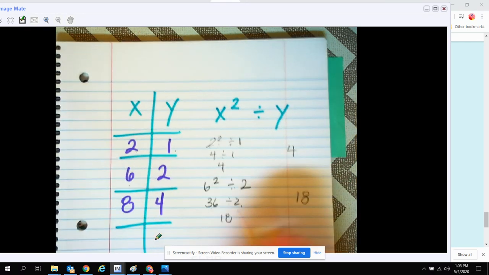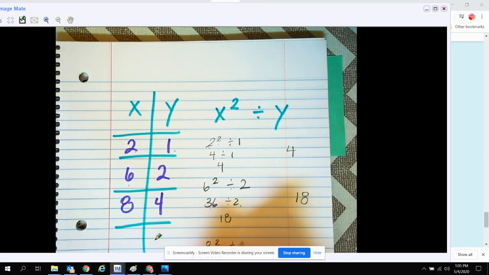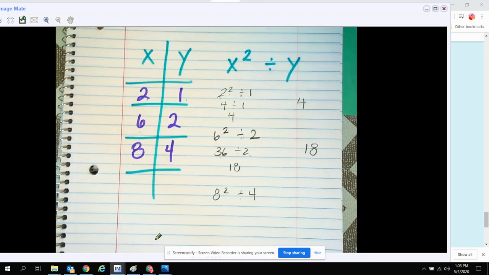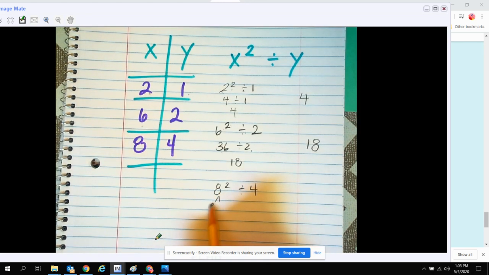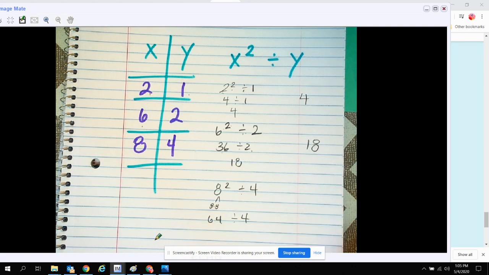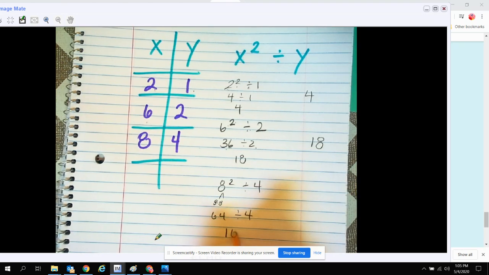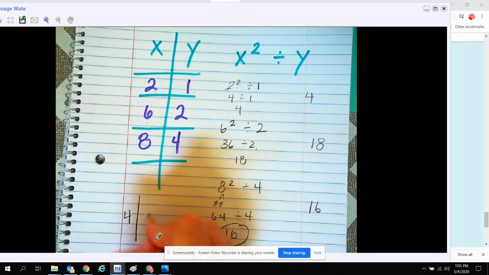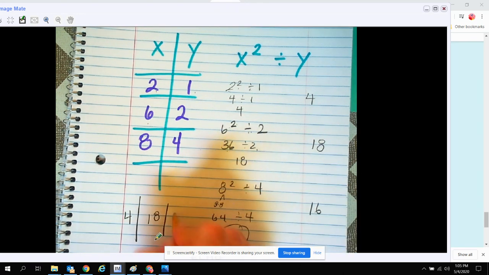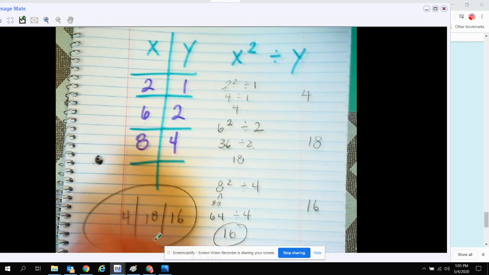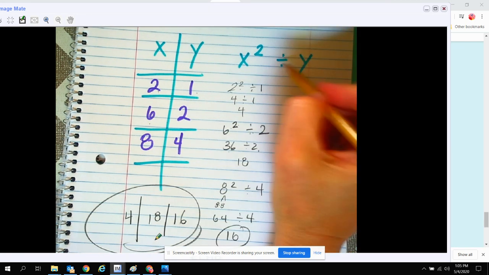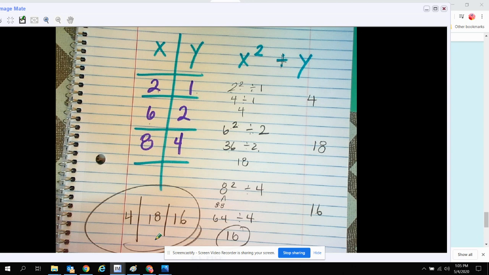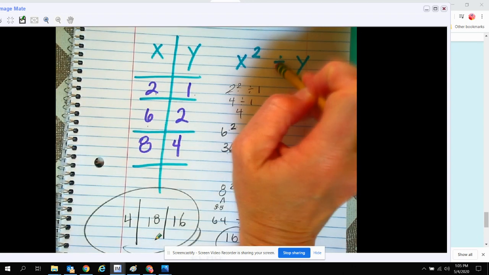And the last one is 8 and 4. So I have 8 squared divided by 4. 8 times 8 is 64 divided by 4. And that value is going to be 16. So my answer, which is what was in the answer key, but again, I understand that would have been confusing if you had read this as a plus. So I will make sure that that's not a problem in the future.